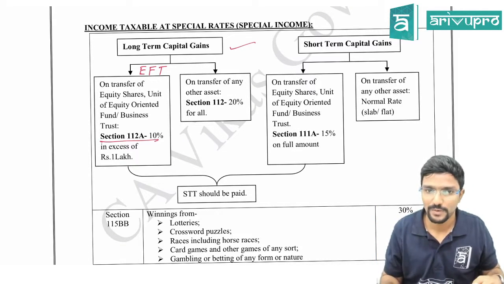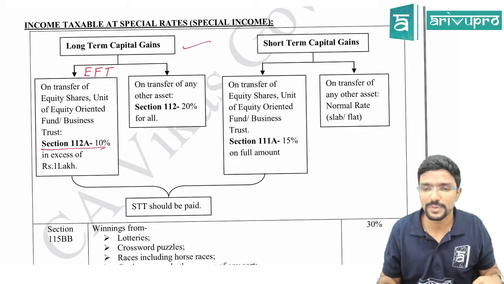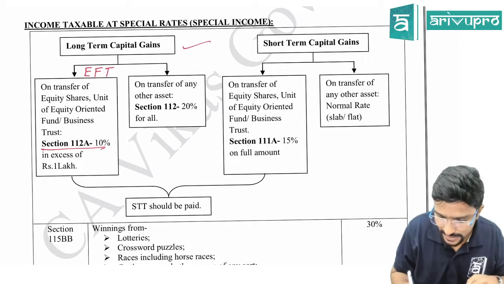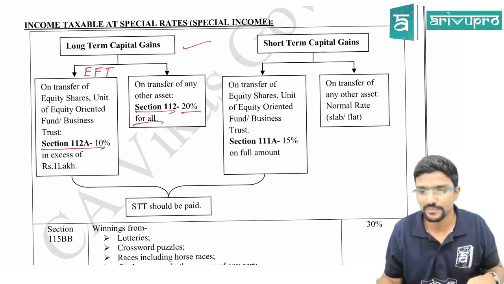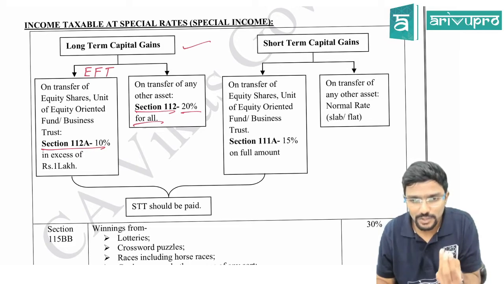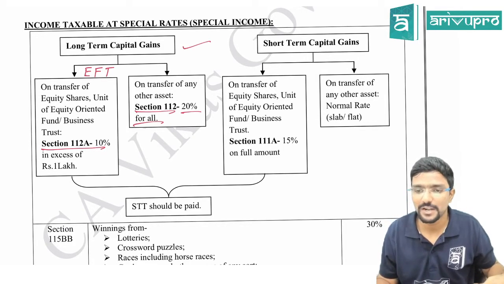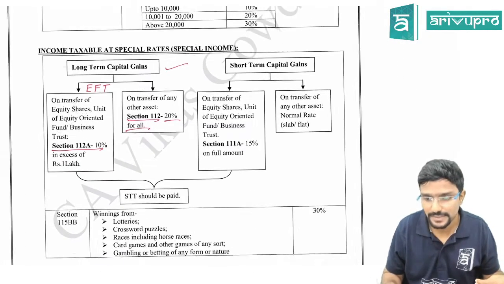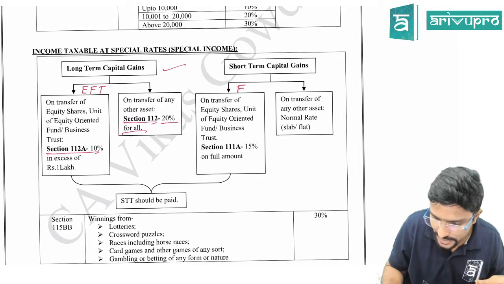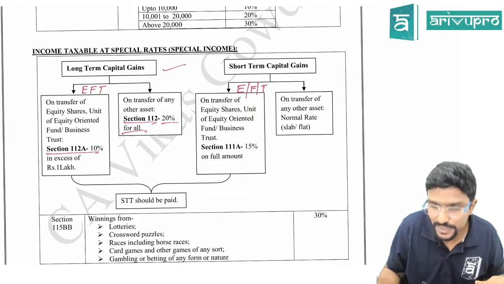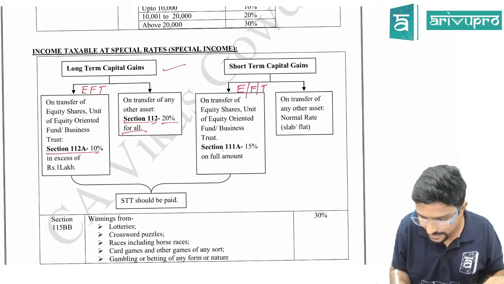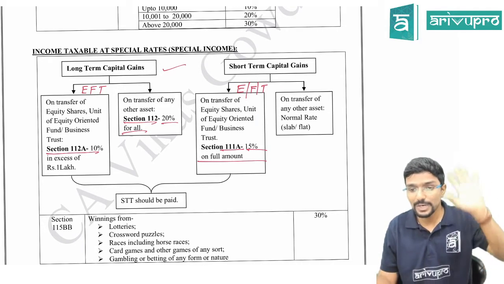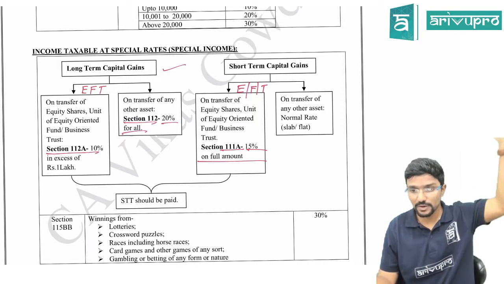The difference. If you have any other long-term capital gain on sale of land, building or some other asset, then it is covered under section 112. It is 20% for all without any limit. Even if you have 10,000 rupees long-term capital gain from the sale of land, you have to pay 20% tax on it. Then short-term capital gain, same case. If it is EFT, that is equity shares, fund or units of business trust, in that case, it is covered under section 111A and 15% is applicable on full amount. No 1 lakh benefit is given here. Please be careful. It is only for long term.